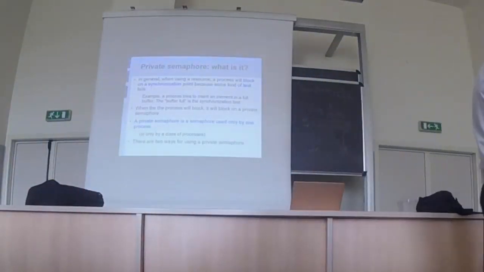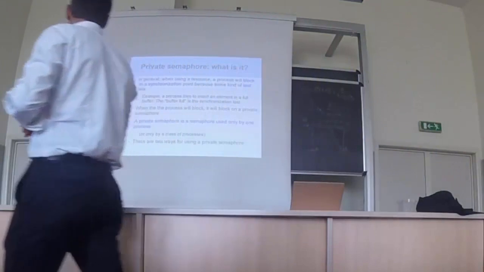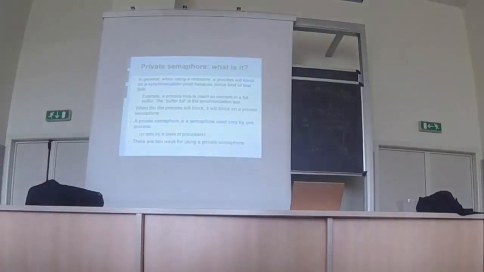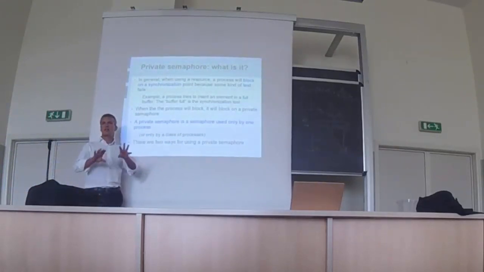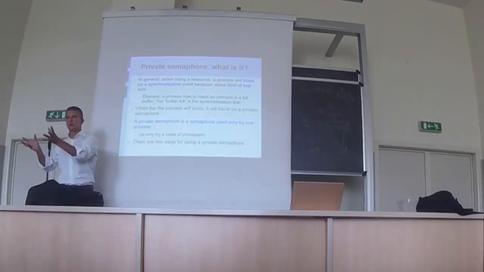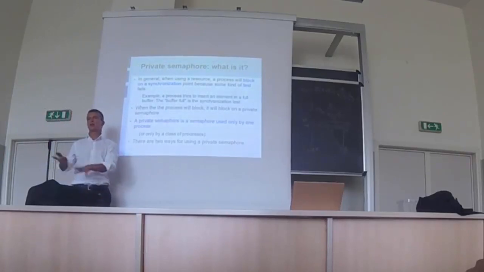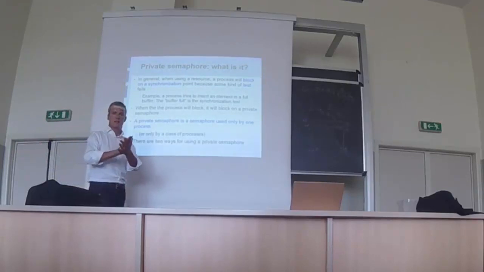It can be more than one task, as I said, a group of tasks. I can have multiple producers and they block on the same semaphore, and multiple consumers and they block on the same semaphore. So this is a private semaphore. Again, a private semaphore is a semaphore used only by one thread or by a class of threads, for instance, the class of producers, or the class of consumers, or the class of readers, or the class of writers, with multiple instances of that class of processes.